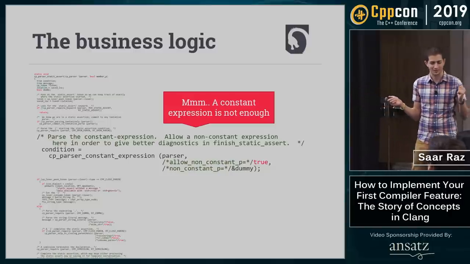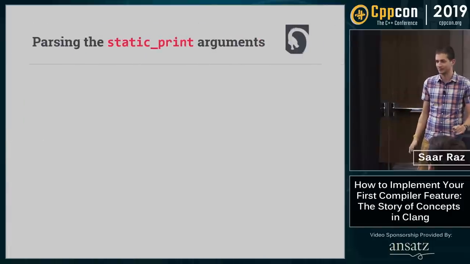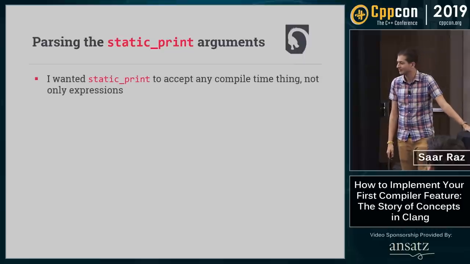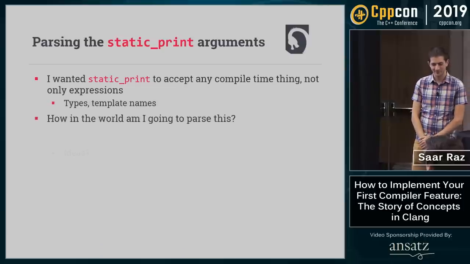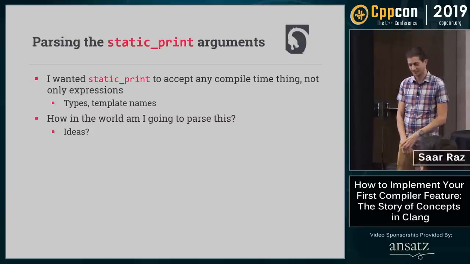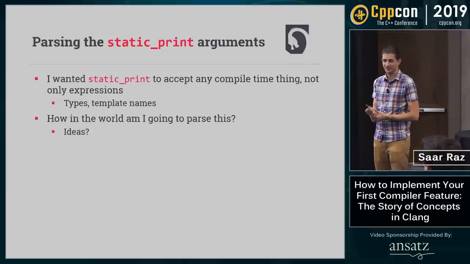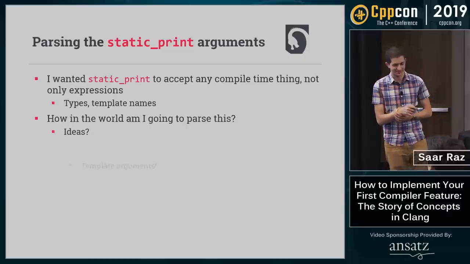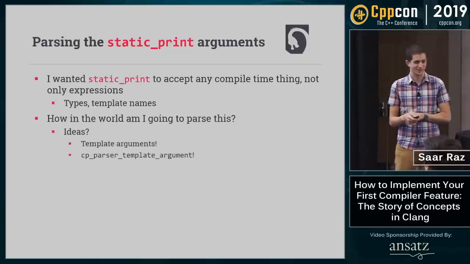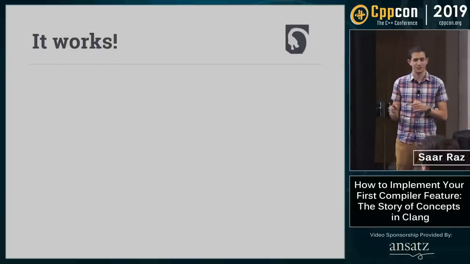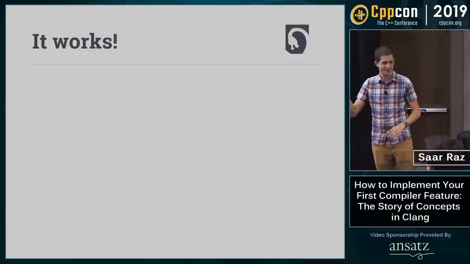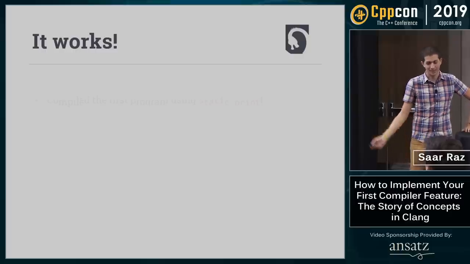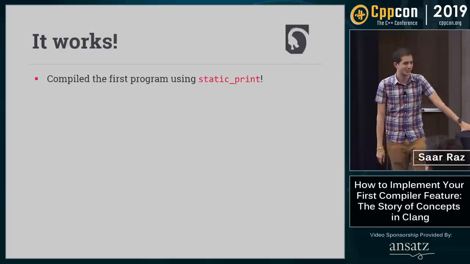Any ideas where we can find something that can give us the thing we need? What else in the language can be both expressions and types and template names? Template arguments, that's right. So I found this function, cpparserTemplateArgument, and I just used it. I arranged a function, just like picking and choosing the right things from static assert, using CP parser template arguments for the arguments. And it worked. And I compiled the first program using static print.